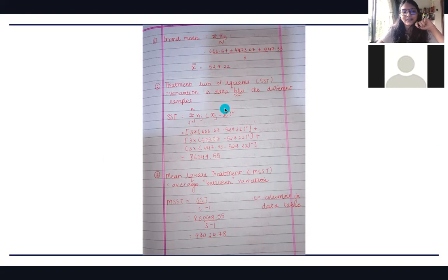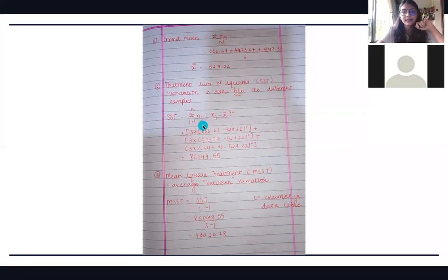The second step is to find your SST, which is the treatment sum of squares. Now there are two types of variations that come in groups. The first one is between the data and the other one is within the data. When you're trying to find the between variation, you use your SST. So your SST formula is this.